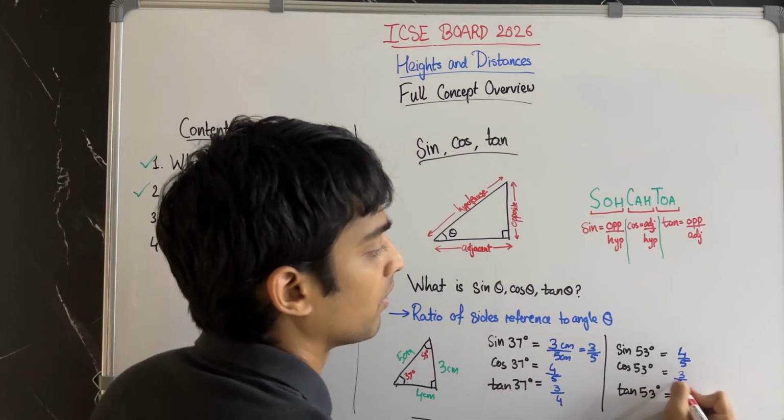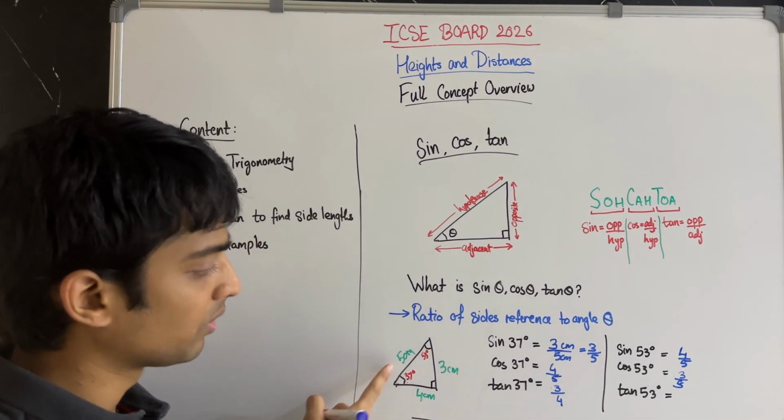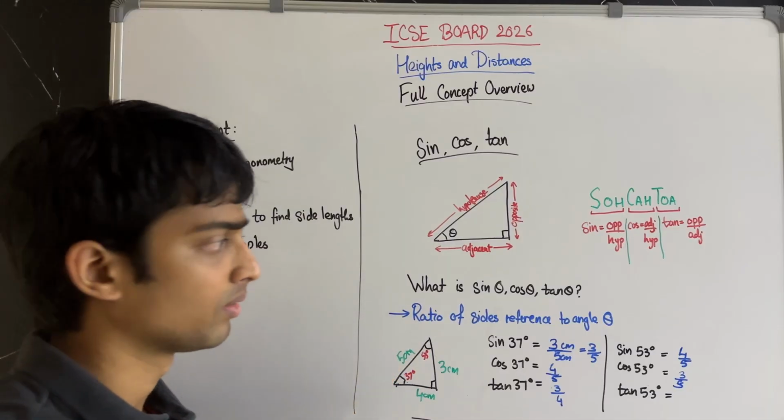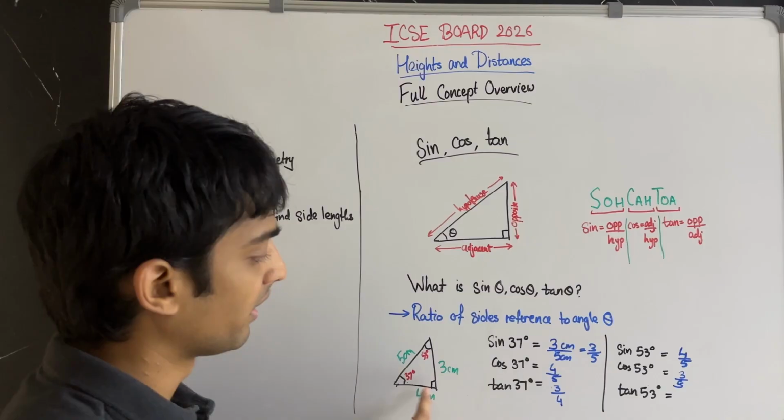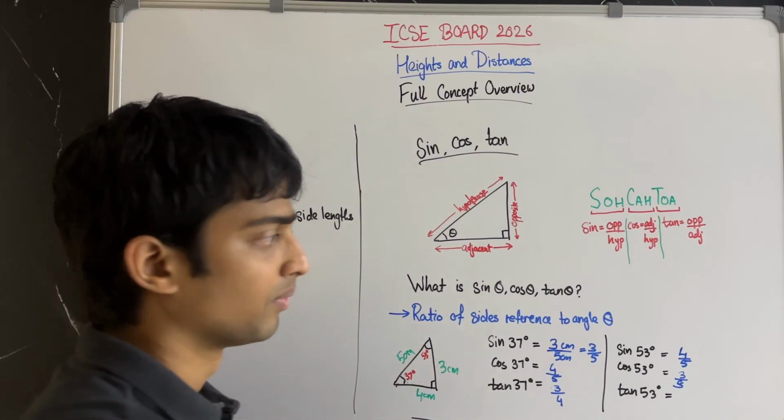3 upon 5. Hypotenuse is the side opposite to the 90 degree. So this is hypotenuse. Then tan 53 is opposite upon adjacent. So opposite side is 4 upon adjacent is 3. So 4 by 3.